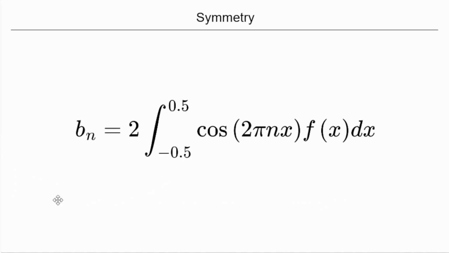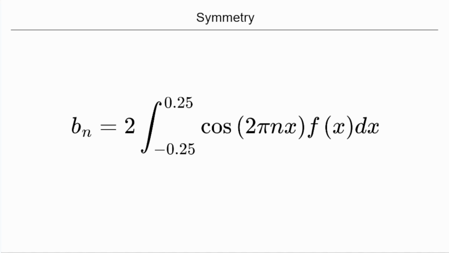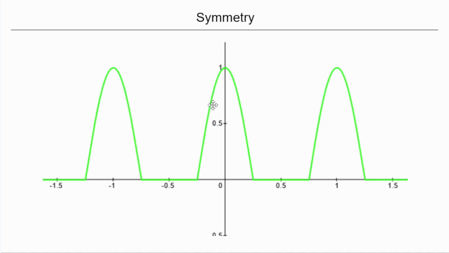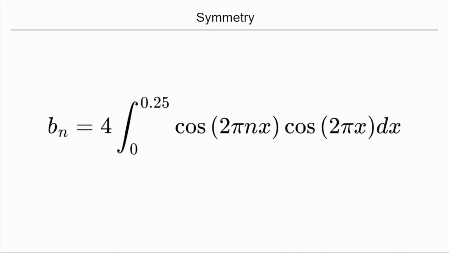Minus 0.5 to 0.5 is actually a bit unnecessary, because as you can see, it's 0 here anyway. So we only have to go from minus 0.25 to 0.25. Plugging in our f of x, we get this. And if you notice, this area is exactly the same as this area. So we can also go from 0 to 0.25 and just multiply this area by 2. So what that gives us is something like this.